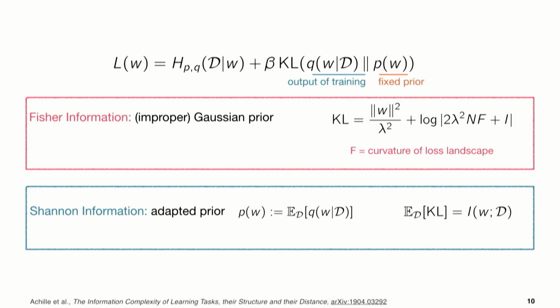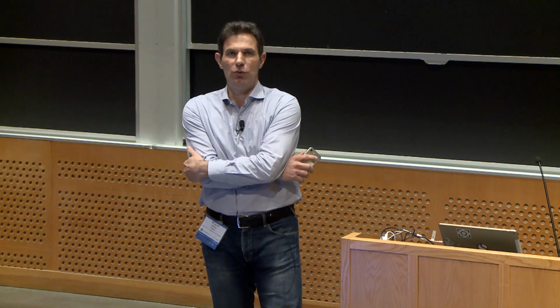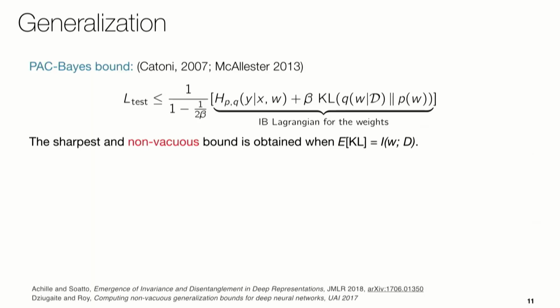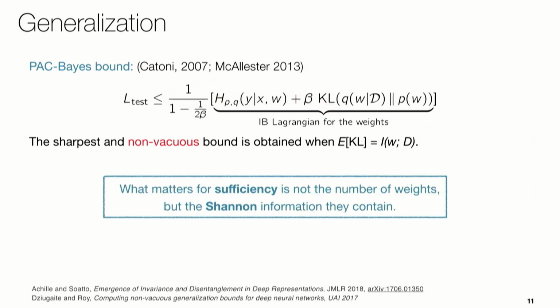So why do we even bother with Shannon information if it entails averaging over data sets, which we typically get one? Well, because it is very important to generalization. And in fact, the PAC-Bayes bound tells you that the loss on the test set, assuming it's drawn from the same distribution as the training set, is bounded precisely by the information Lagrangian that I showed you earlier. Okay? Where this term reaches a minimum when you average with respect to all data sets. Okay? So this quantity, this Lagrangian, is what you would like your deep network to optimize. Right? It's the right thing for generalization.